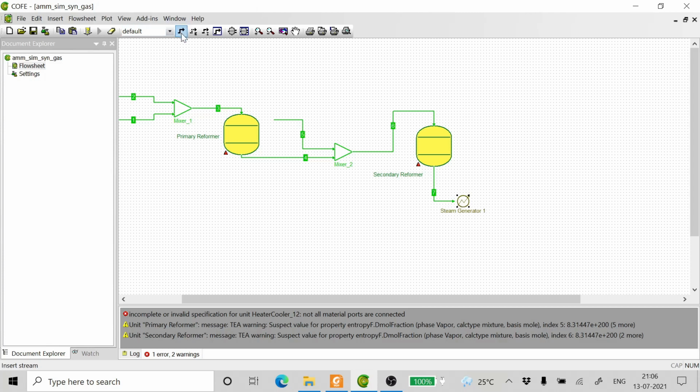Okay. And draw an outlet to this. Rename the outlet as 8.